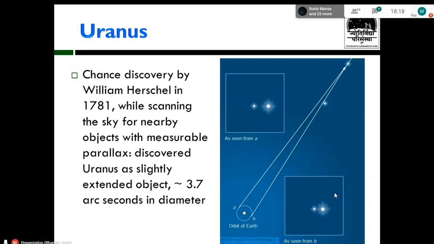William Herschel, by chance, discovered Uranus, and later it was changed to Uranos, which is a Greek term that is now mispronounced as Uranus. So this is the only planet named in Greek, as per Greek mythology. All the other planets are named according to Roman mythology.